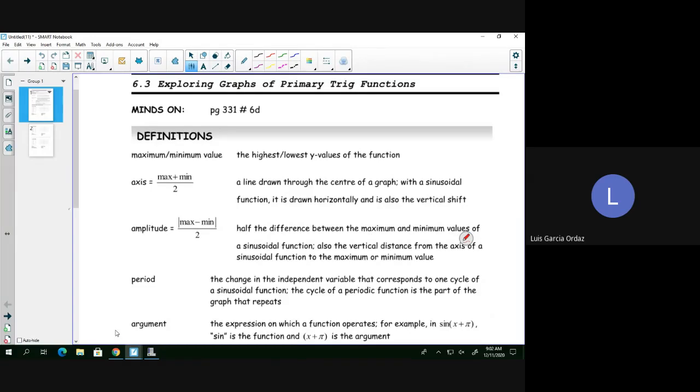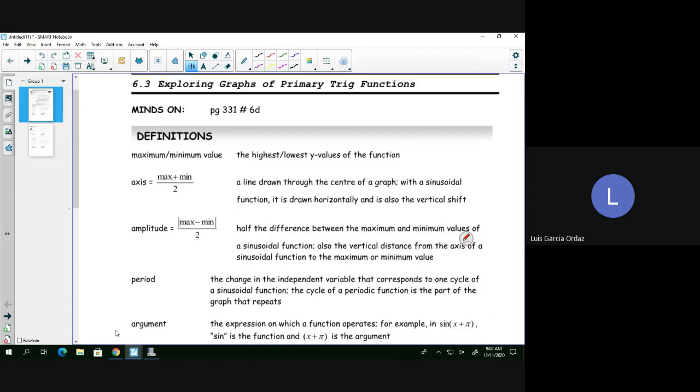So we're going to be exploring graphs of primary trig functions. So we have definitions, the max and min value, same thing with polynomial functions. The maximum is the highest possible y value that it can reach, and the minimum value is the lowest y value that it can reach.